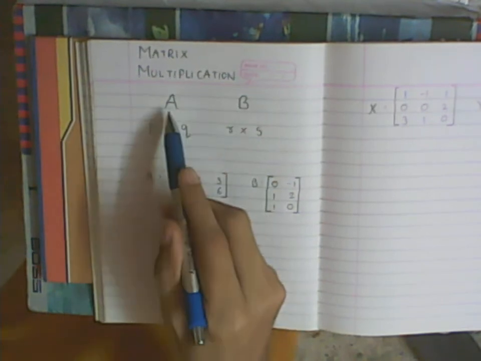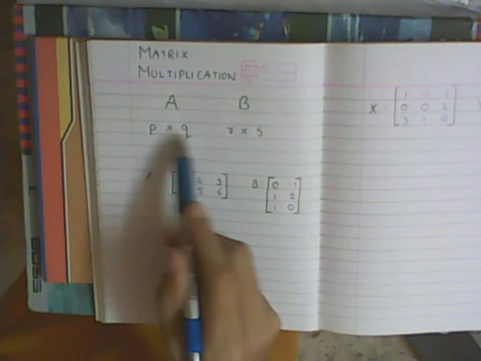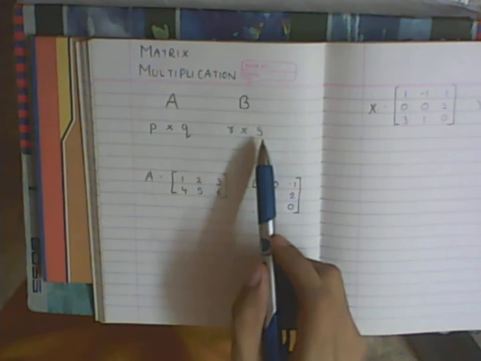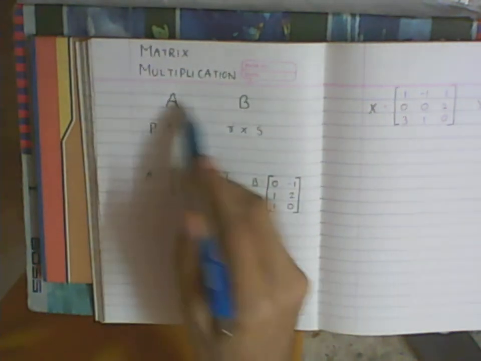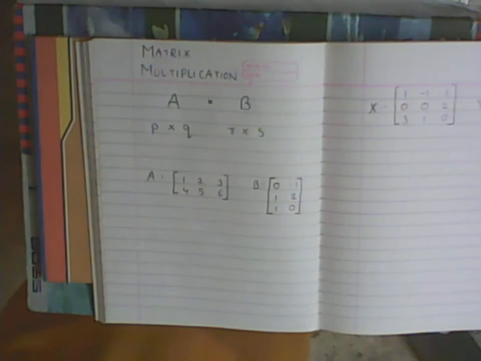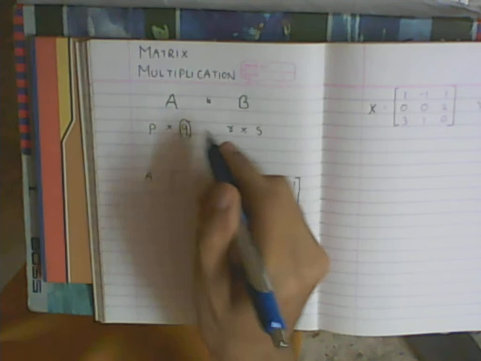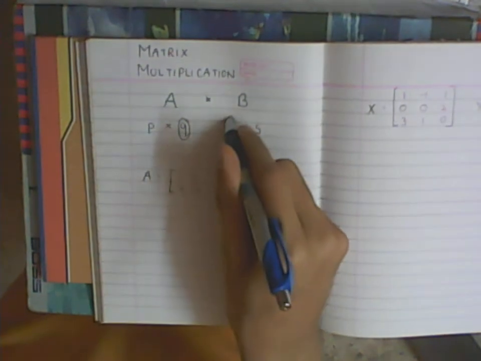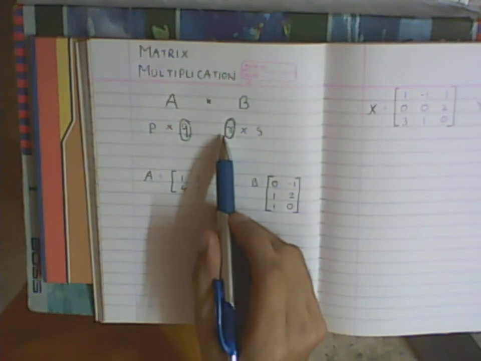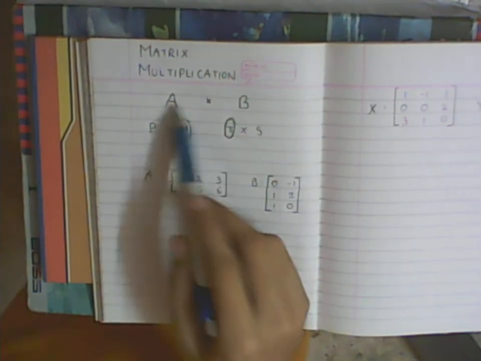So what you do is you find the dimensions of the first matrix. Let's say the dimensions are p rows, q columns. You find the dimensions of the second matrix. Let's say r rows, s columns. And the matrix multiplication A into B exists only when the number of columns of the first matrix is equal to the number of rows of the second matrix. So if these two numbers are the same, only then is the matrix multiplication defined. Otherwise, you can't multiply these two matrices.